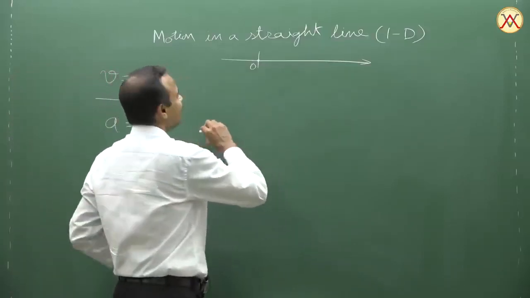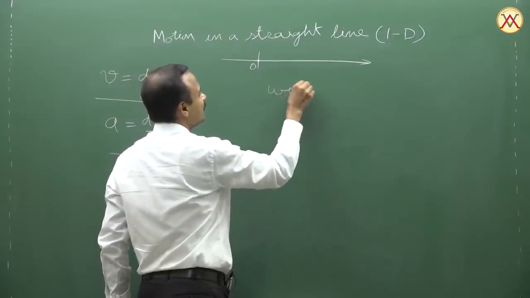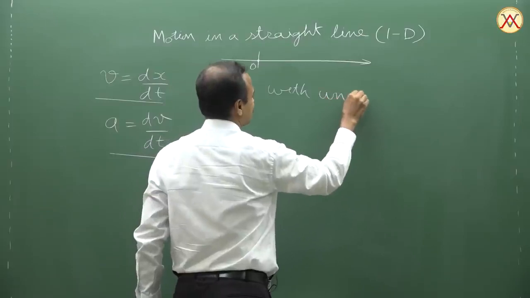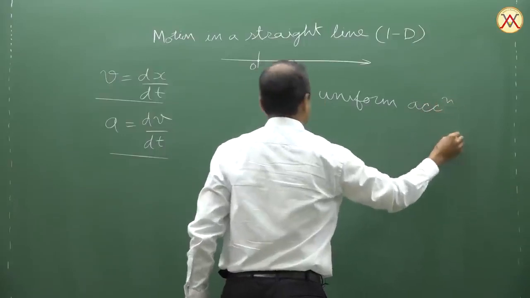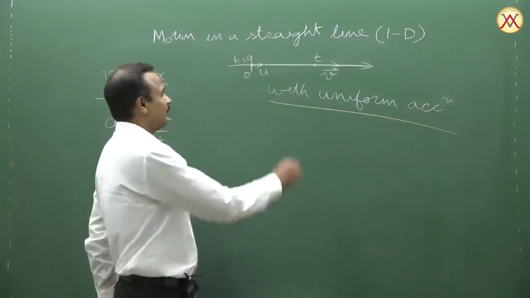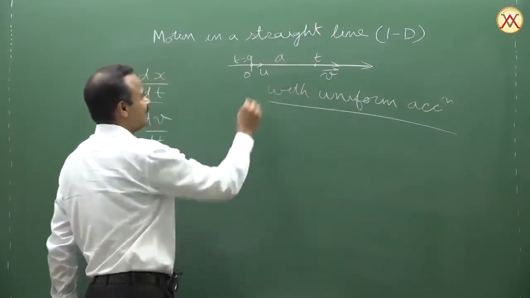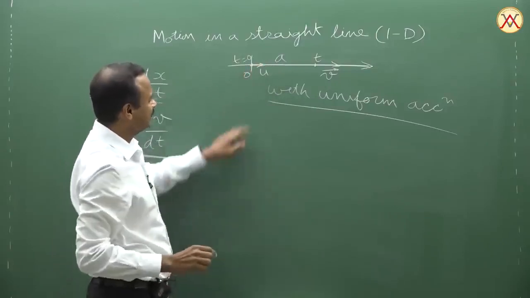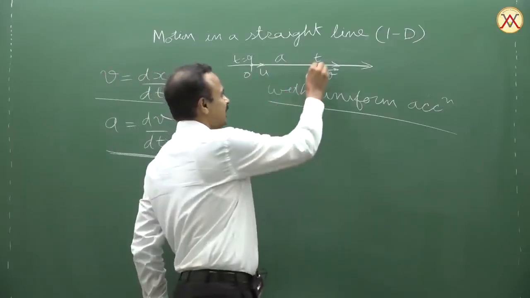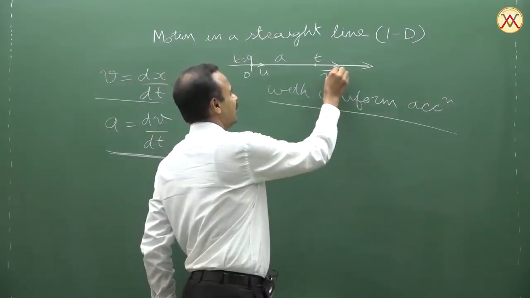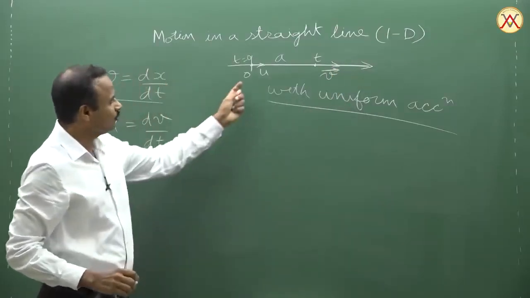The motion in a straight line with uniform acceleration. Suppose a particle moves at a constant acceleration a. At t equal to 0, the particle is at the origin and it is moving with velocity u towards right. After some time t, it is at this position and it is moving with velocity v. So how do we relate this?